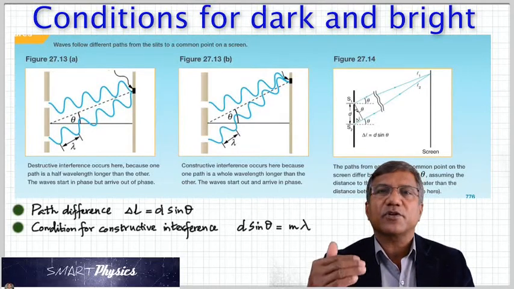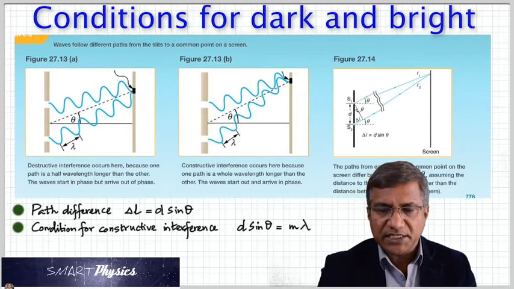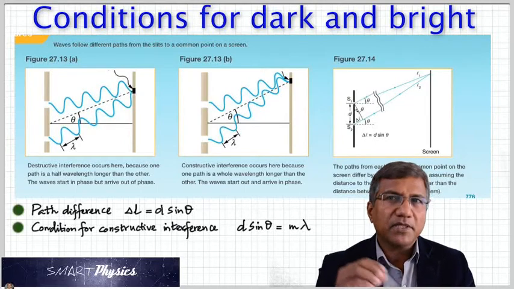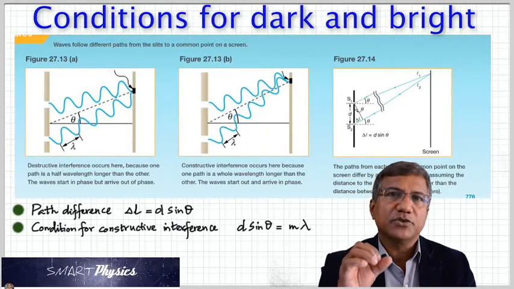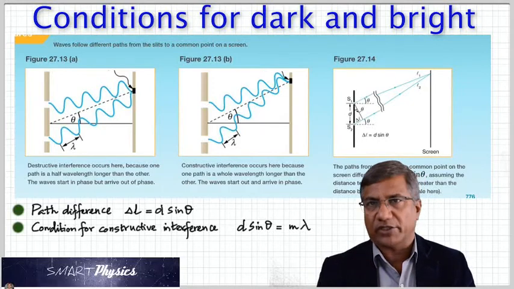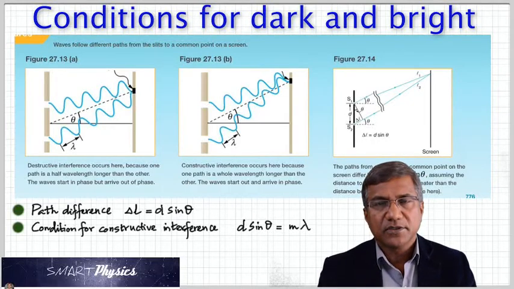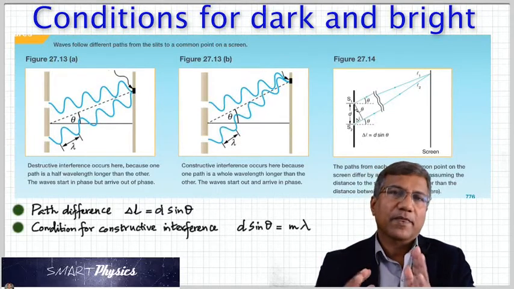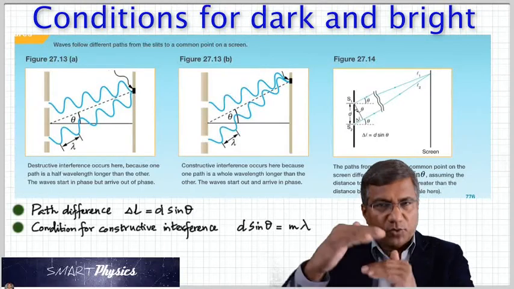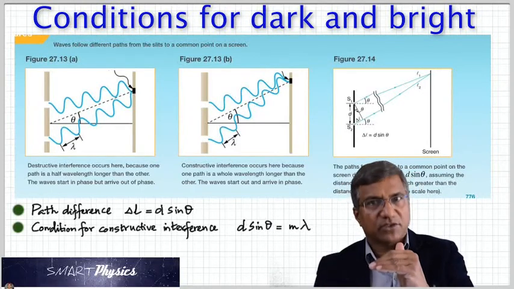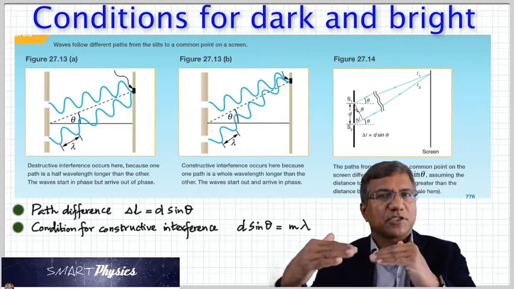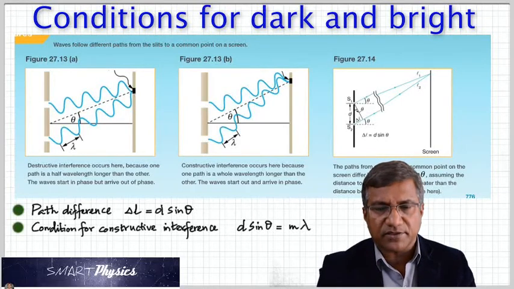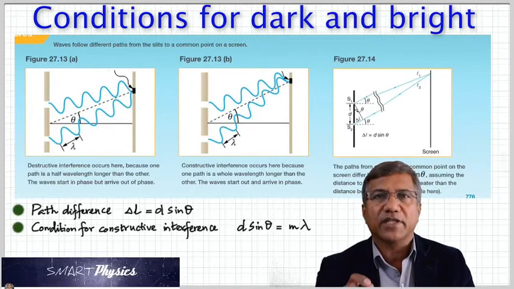So the condition for constructive interference is that d sine theta is equal to m lambda, where m is an integer. It can take values 0, 1, 2, 3, 4, etc., both positive and negative. So it can either be 0, 1, -1, 2, -2. Why negatives and positive? Because on one side of the screen you have positive, on the other side of the screen you have negative, and the center corresponds to when m is equal to 0. So the condition for constructive interference is d sine theta is equal to m lambda.